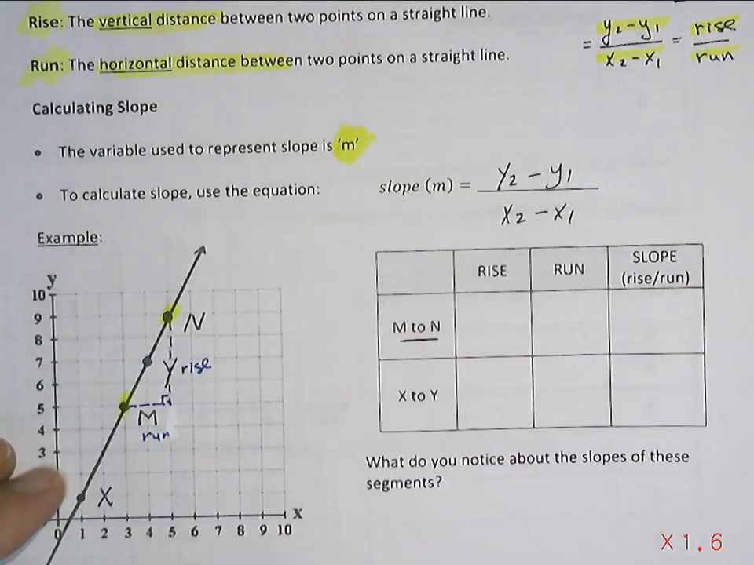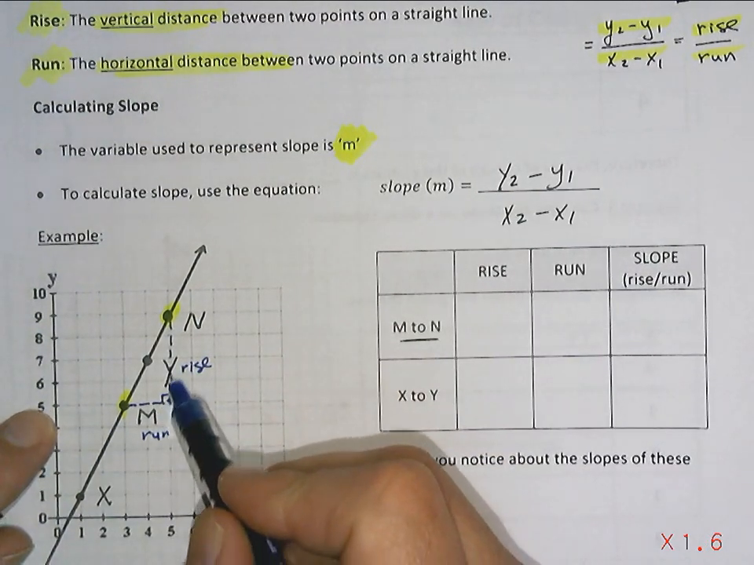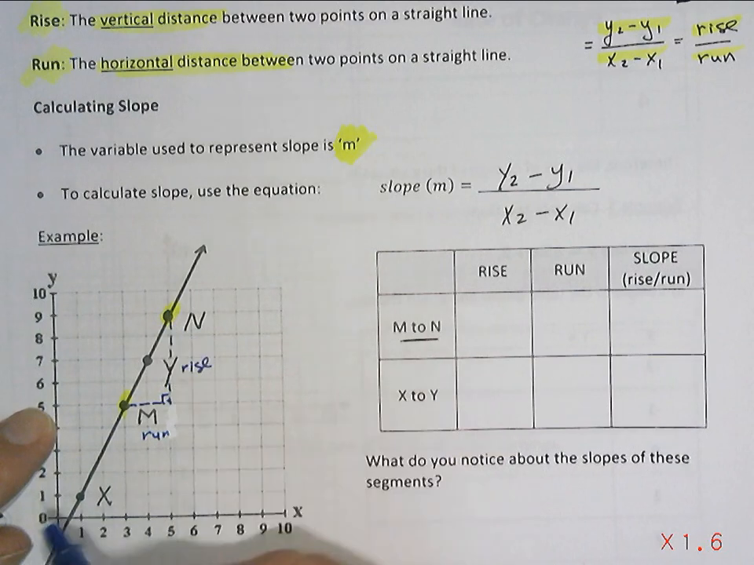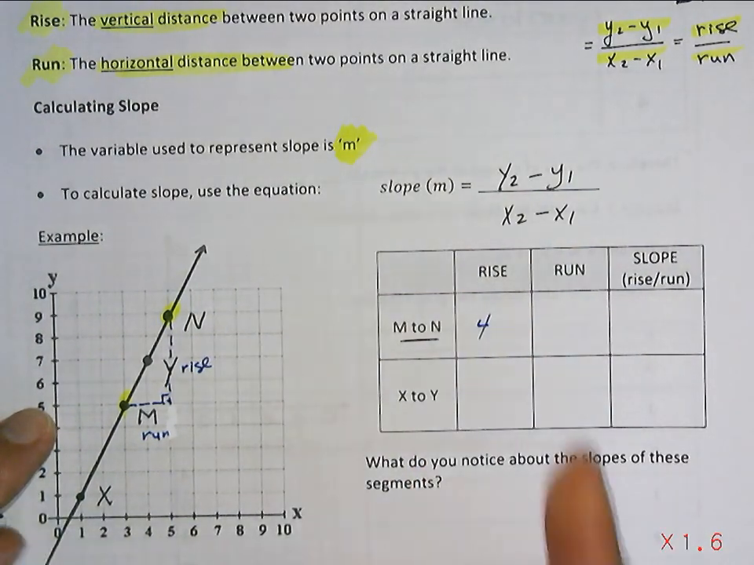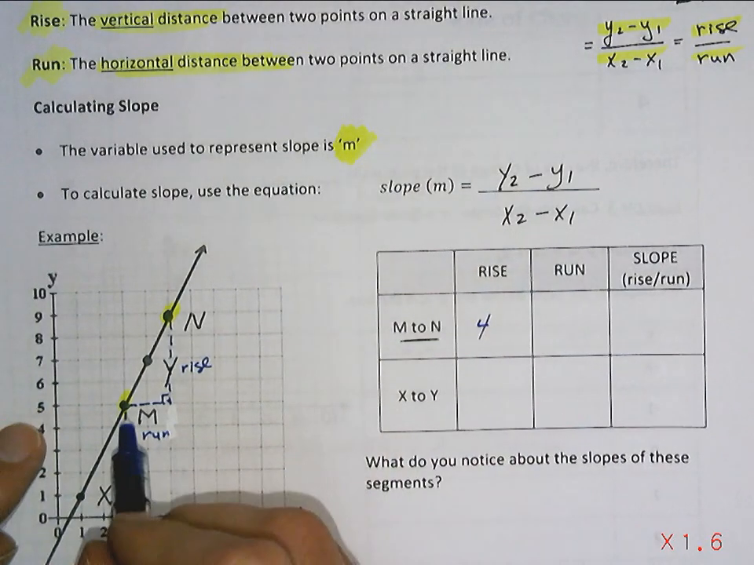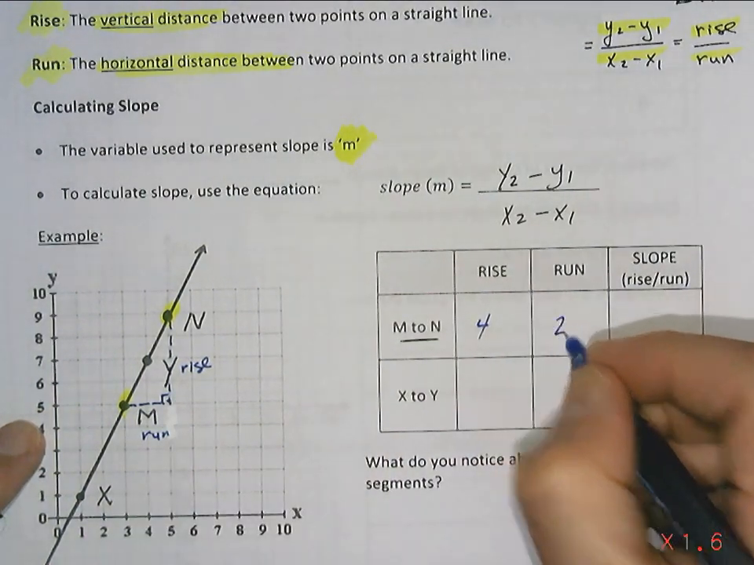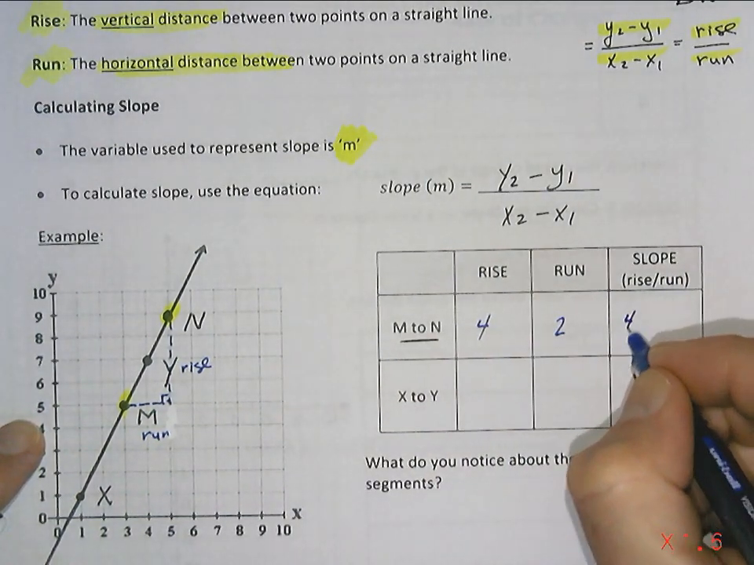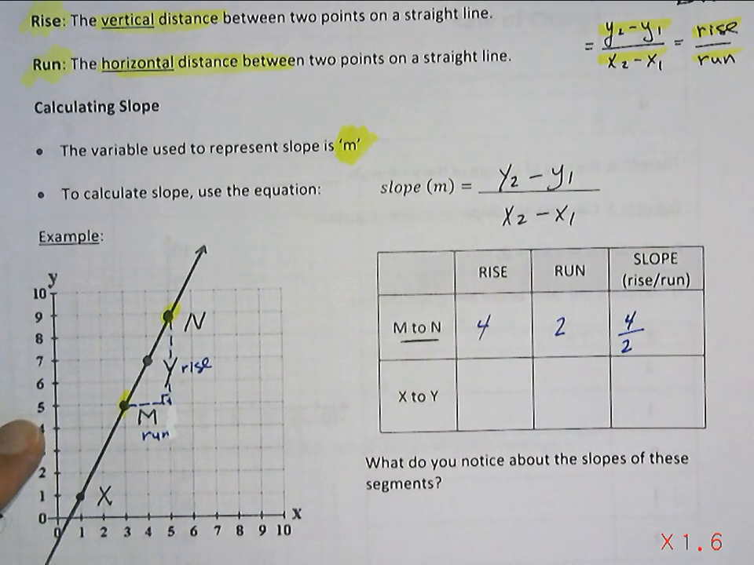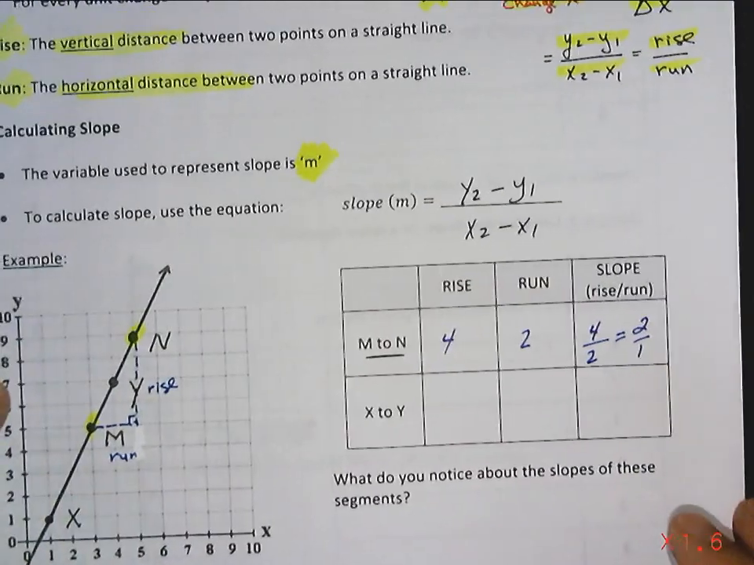So my rise is how many units? Well, I started at 5, so I went 1, 2, 3, 4. It went up 4 units. And my run went 1, 2. It went over 2 units. So my slope is going to be rise over run, which is 2 over 1. Or you could just write it as 2.